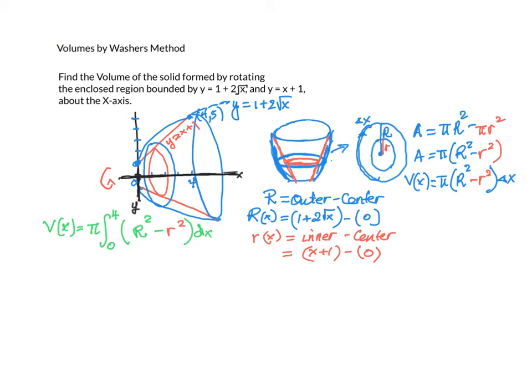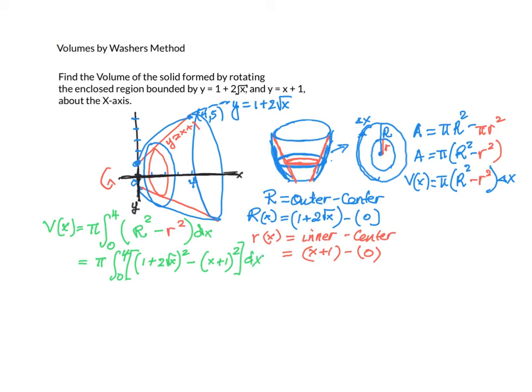Now, we are going to substitute our R, big R, and little r. So volume is going to be the integral from 0 to 4, and the pi is outside. And we have big R, 1 plus 2 square root of x, squared, minus the little r, which is x plus 1, squared. And all this is the area times delta x, or dx. When we put it in the integral, it becomes dx.